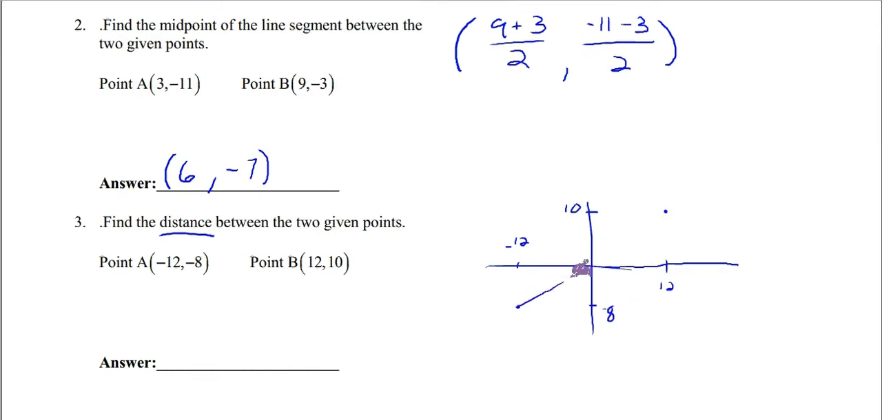And so we want to find this distance between these two points, which we can show right here that we have a triangle. So really we just have to find the length of this side and of this side, and then we can use the Pythagorean theorem. This side is, this much is 10 and another 8, so that's 18 for that side. This side is 12 and another 12, so that's 24.